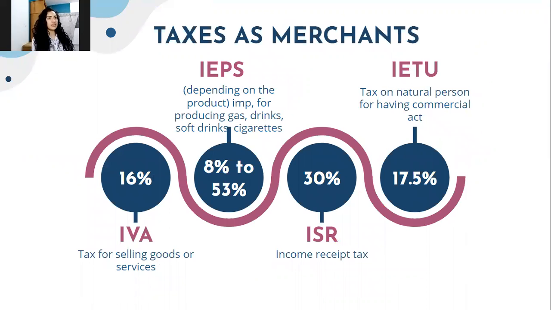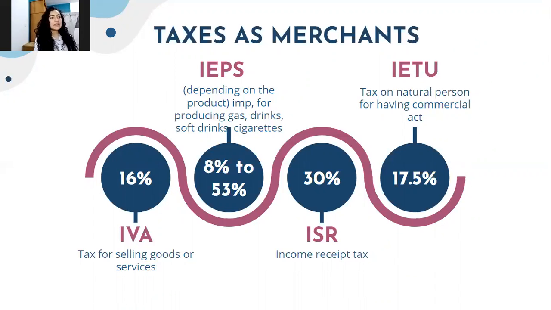The taxes of merchants. The government of each country is kept economically active thanks to the payment of taxes by the citizens. So we as merchants have to pay the IVA, which is 16%, and this is the tax for selling goods or services. Then there is the IEPS, at 53%, and this is the tax for producing, selling, or importing gasoline, pesticides, alcohol, cigarettes, among others.